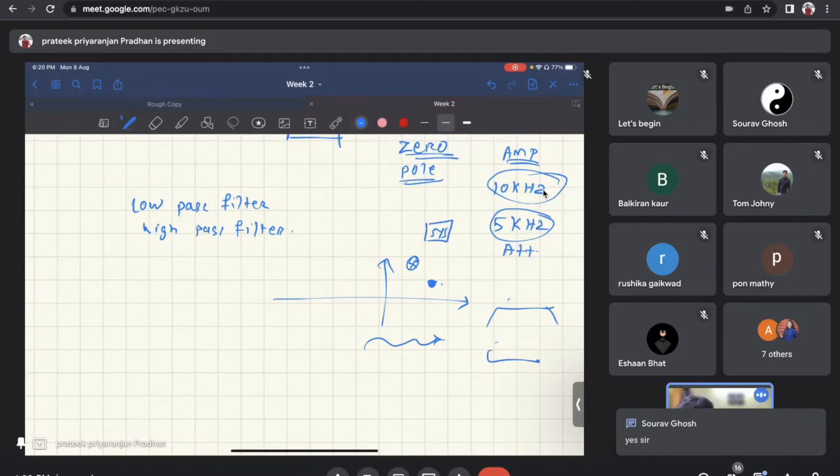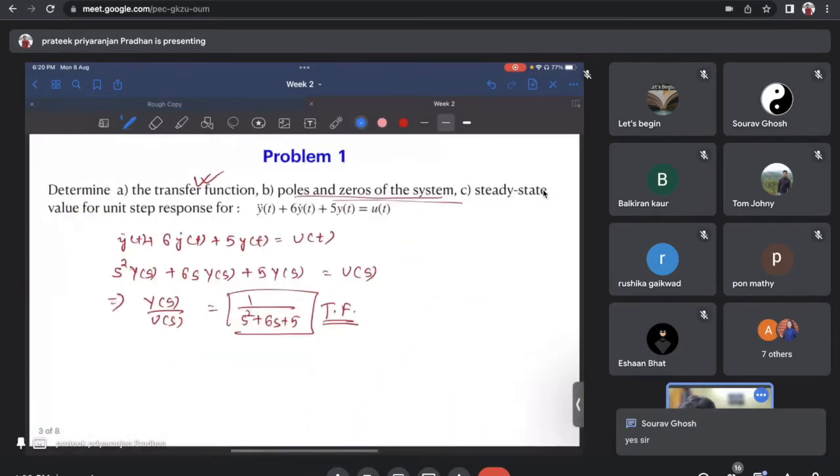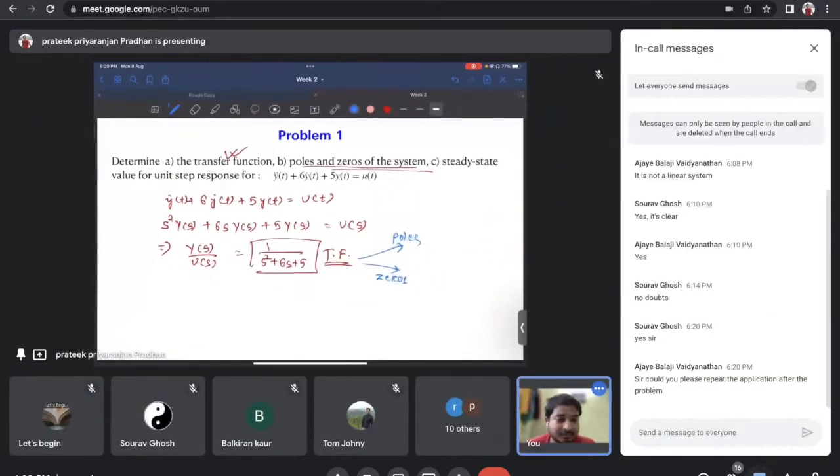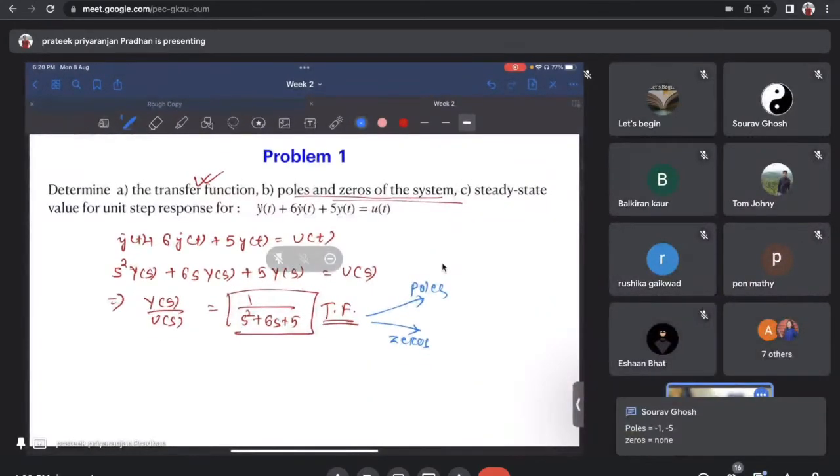Okay, thank you, Saurabh. So coming back to the question now, I have my transfer function here. What are the poles and zeros of the transfer function? In the chat box, can somebody type the answers? Sir, could you please repeat the application of the poles after the problem? Yes, Balaji, definitely. The application of poles.